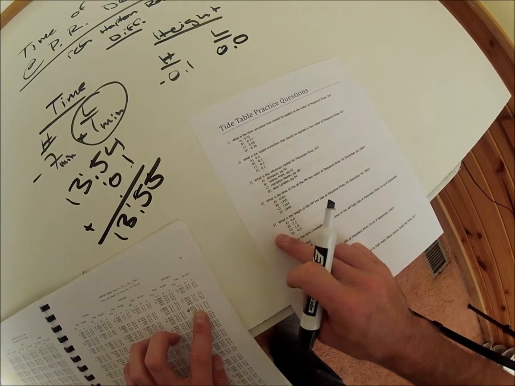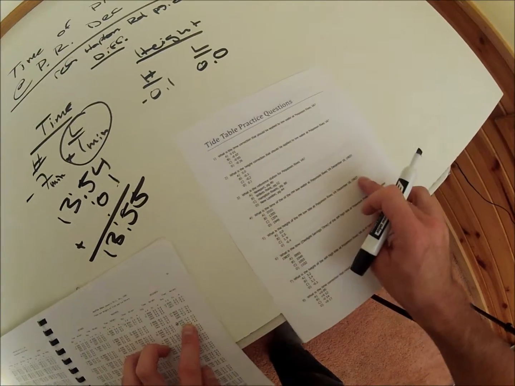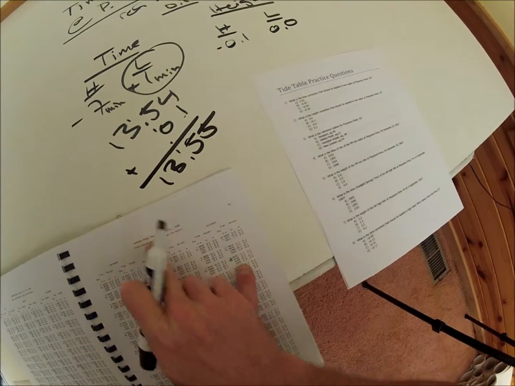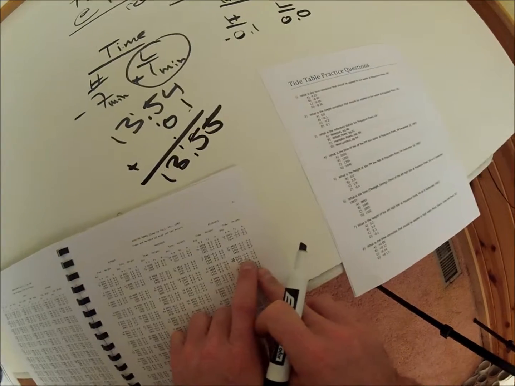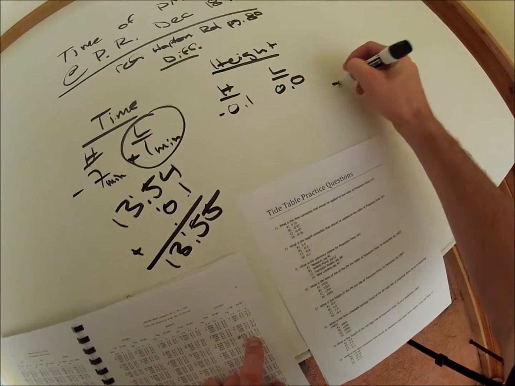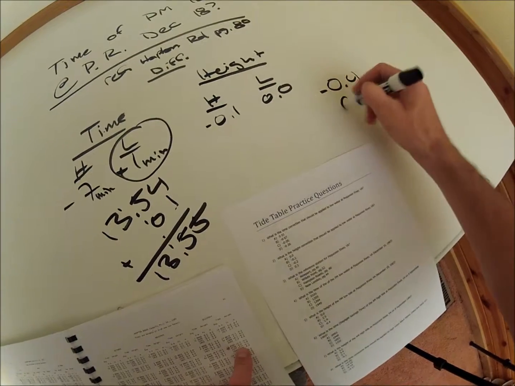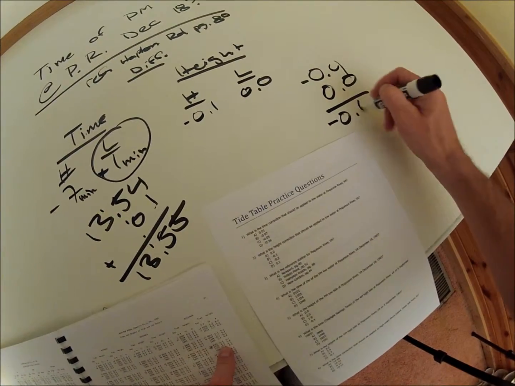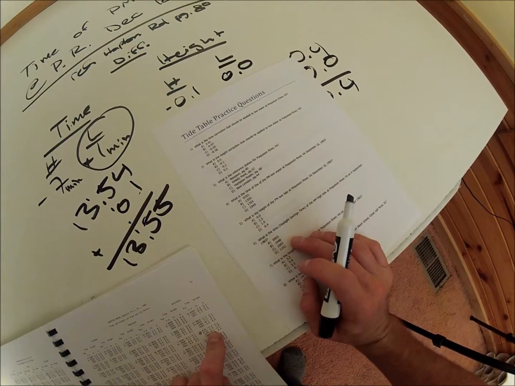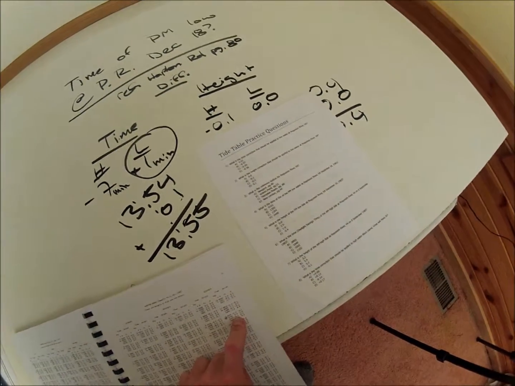Now 5 is, what is the height of the PM low tide at Pequosen River, Virginia, December 18th? So I'm at December 18 at the reference station, Hampton Roads. PM low, it says negative 0.4. So negative 0.4 plus the low water height correction, 0.0, equals negative 0.4. There we are, negative 0.4. And that is how we do these tide table practice questions.